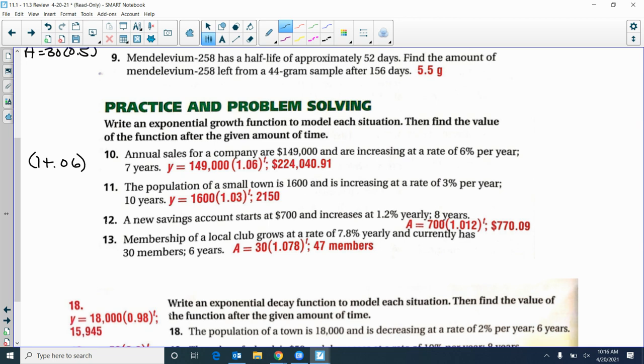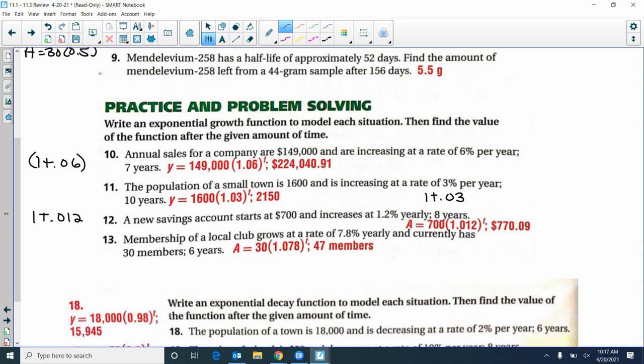Number 11, increasing at a rate of 3%. That gives you 1 plus 0.03. So that's going to be 1,600 times 1.03 to the T, which is 2150. Number 12, you start at $700, it increases 1.2%. That's going to be 1 plus 0.012. That's where they get that to the T power, and you plug in 8. And you get 770.09.